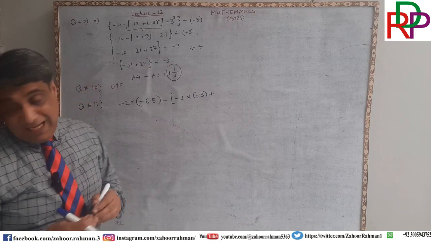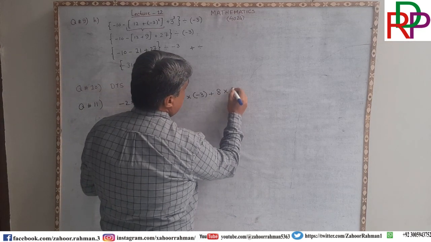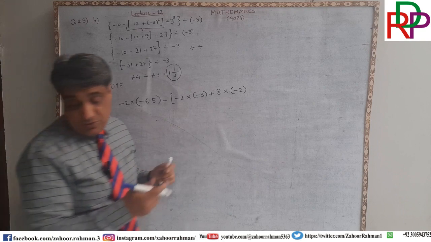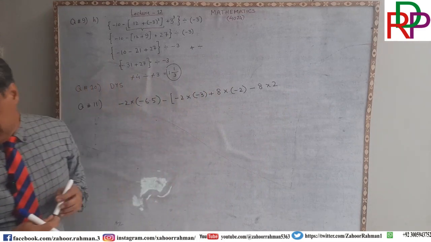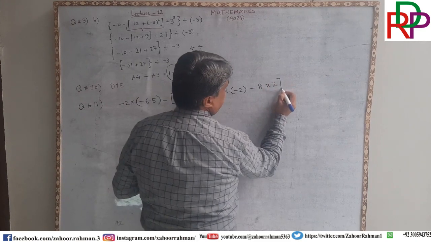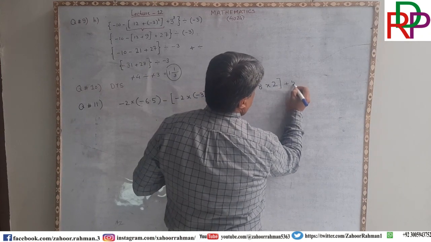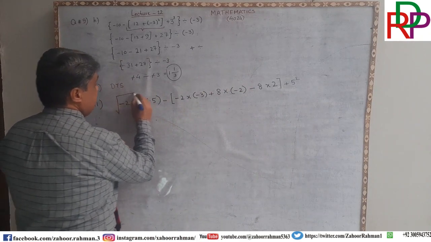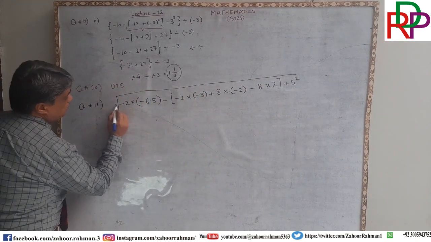So here I am writing plus 8 into minus 2. And then I have to write minus 8 multiplied by 2. And then the square bracket closes, and then I have to write plus 5 square. And the whole thing is under the cubic root.